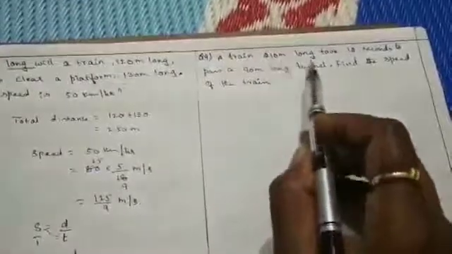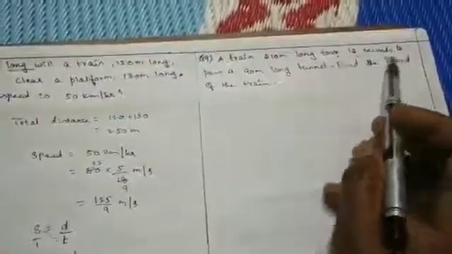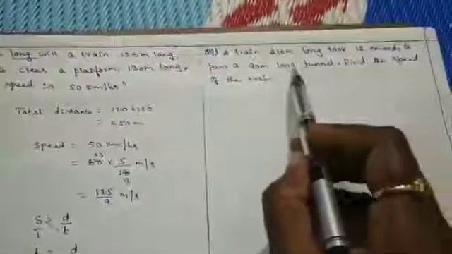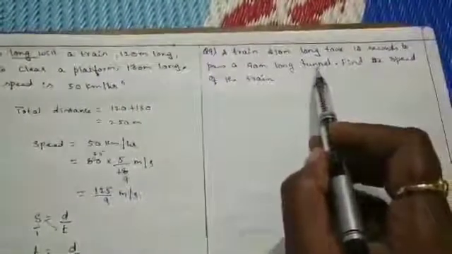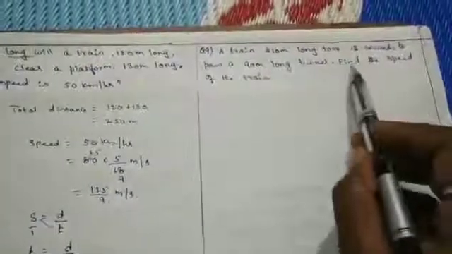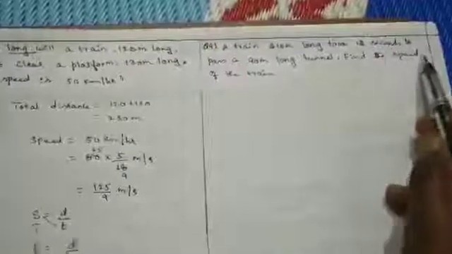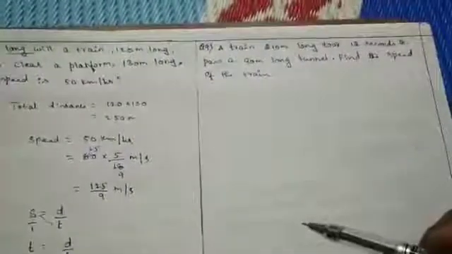So now we'll move to question number 9. It states that a train 210 meter long took 12 seconds to pass a 90 meter long tunnel. Here the stationary object is the tunnel whose length is 90 meter. Find the speed of the train. Speed of the train. We know the speed formula. Speed is equal to distance by time taken.